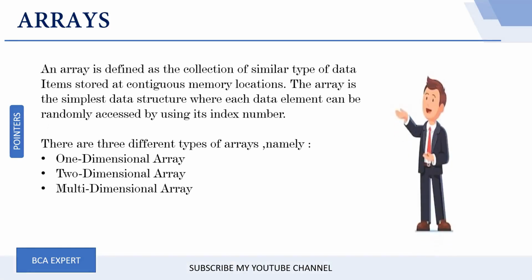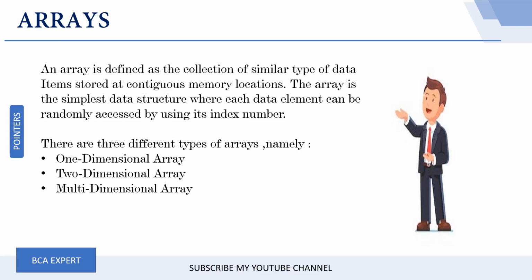An array is defined as a collection of similar type of data stored in continuous memory locations. The array is the simplest data structure where each data element can be randomly accessed using its index number. There are three different types of arrays, namely one-dimensional, two-dimensional and three-dimensional arrays. Now, you must be confused about the continuous memory and index. I will explain everything in a more detailed way.